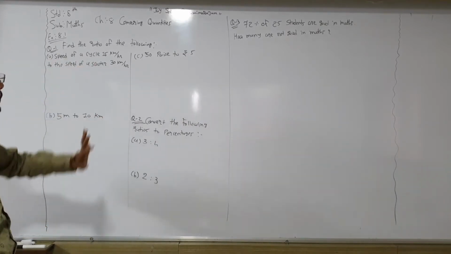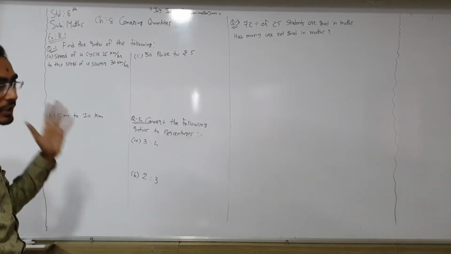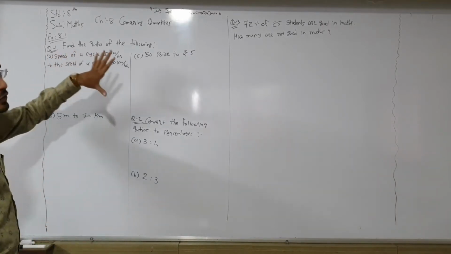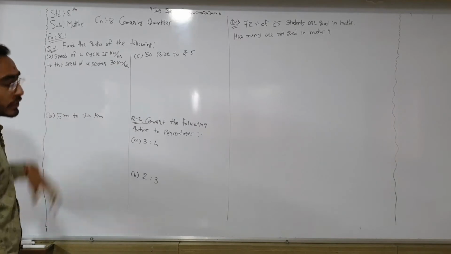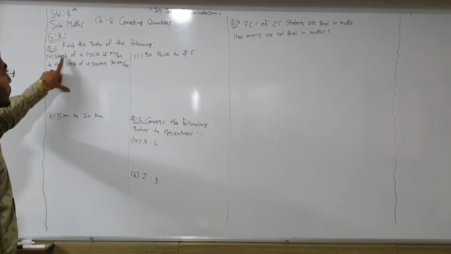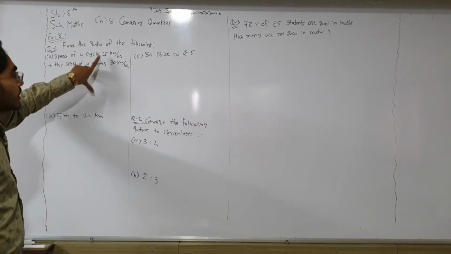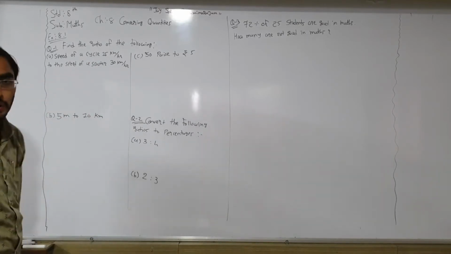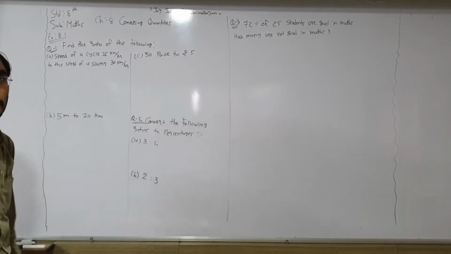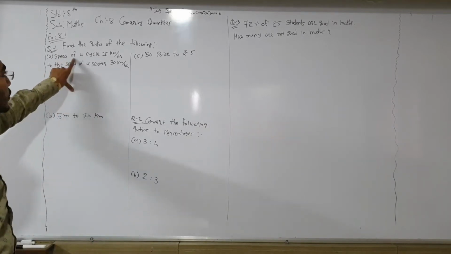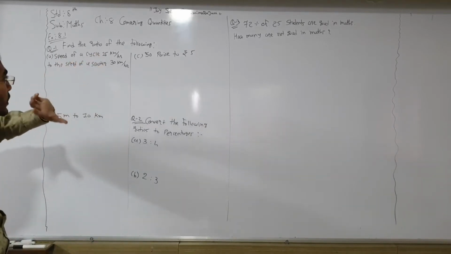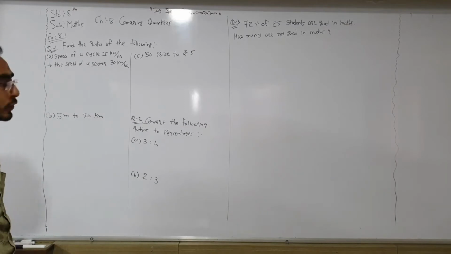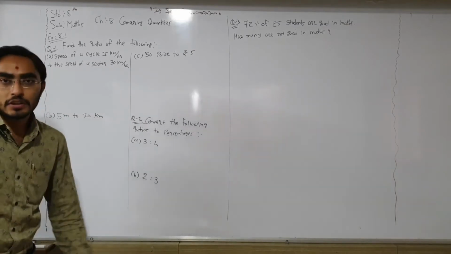Find the following, and here we need to find the ratios. Find the ratio of the following. The first question is the speed of a cycle, 15 km per hour, to the speed of a scooter, 30 km per hour.